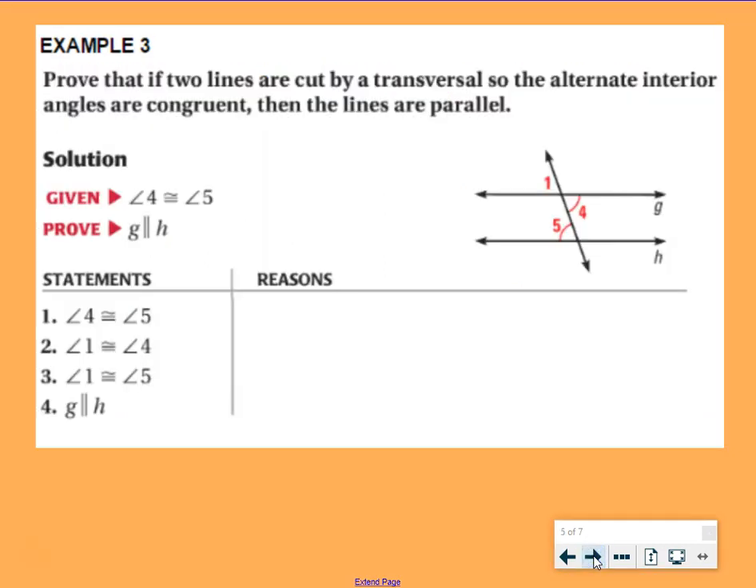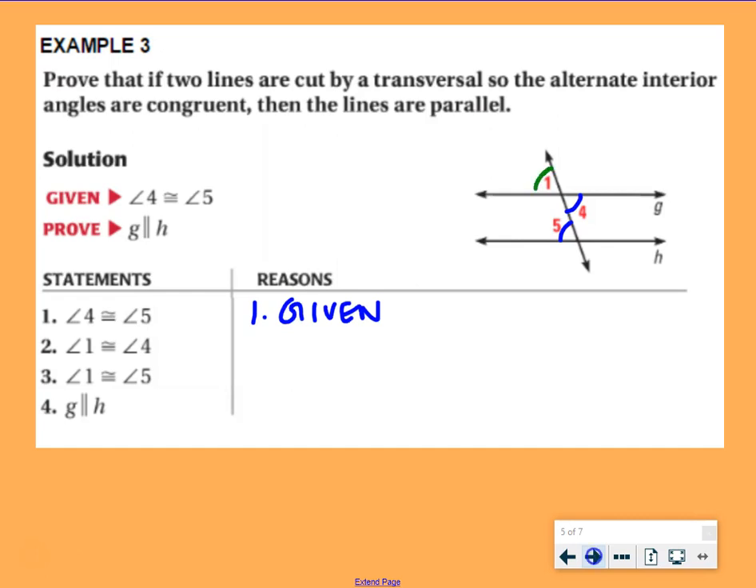Example 3. Prove that if two lines are cut by a transversal, and the alternate interior angles are congruent, then the lines are parallel. So we're proving the alternate interior angles converse. We are given that angle 4 and angle 5 are congruent. That is our given, so for reason number 1, given. Number 2, angle 1 and angle 4 are congruent.